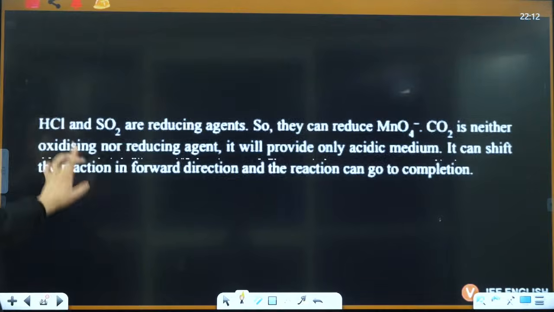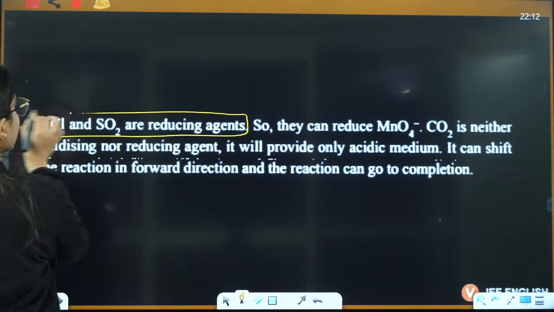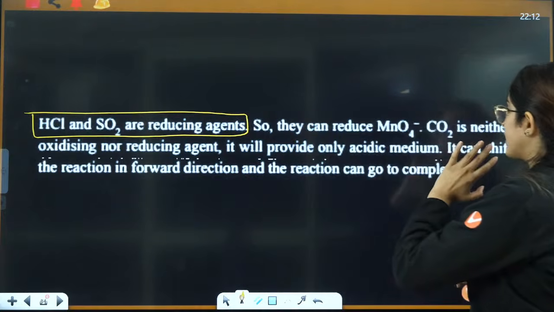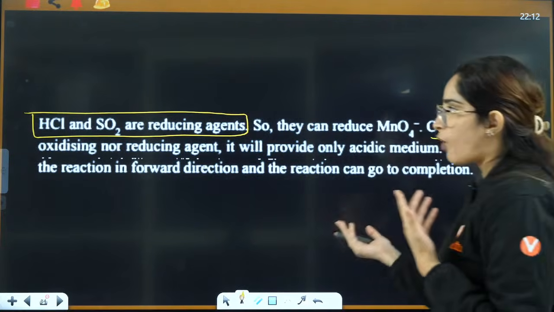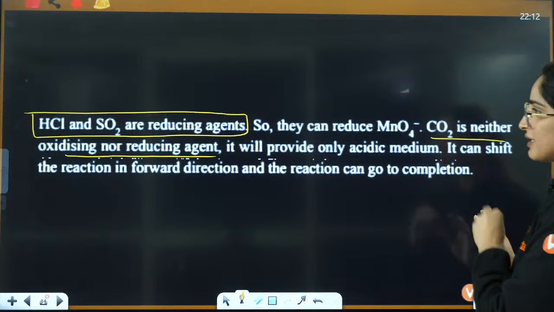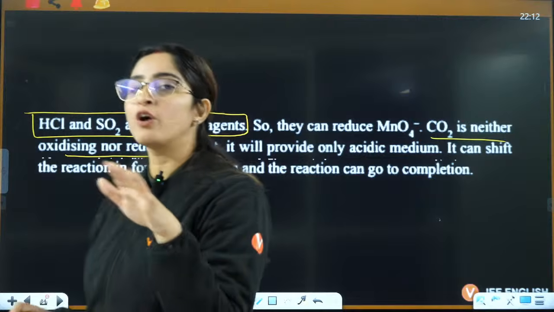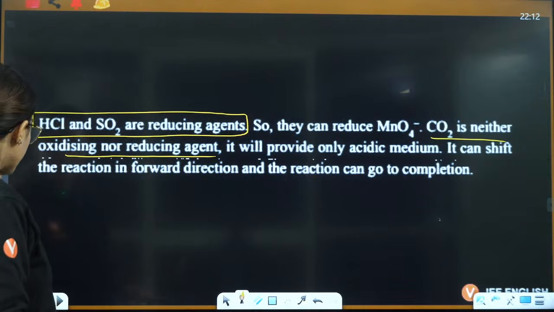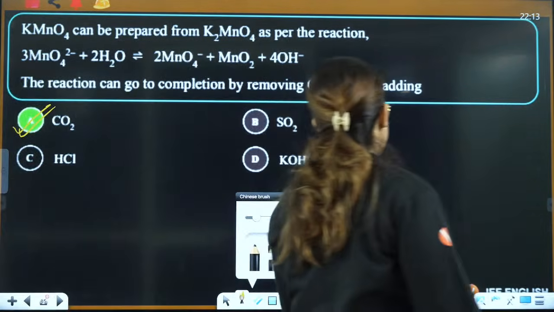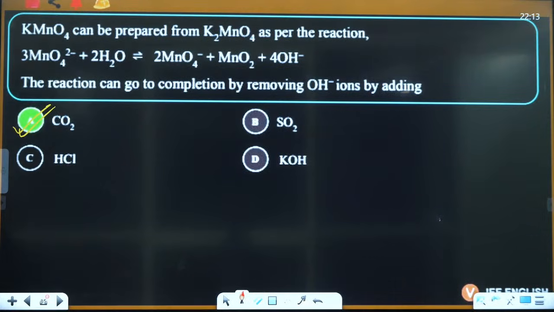CO2, okay? HCl and SO2 are reducing agents, that's why they are not used here, because they can reduce MnO4 and the reaction will be different. CO2 is neither an oxidizing nor a reducing agent, so it provides only an acidic medium. So when CO2 eats OH negative, it does not react with anything else, and it shifts the equilibrium towards the forward direction. So A is the correct answer here. Right, everybody? Tell me.